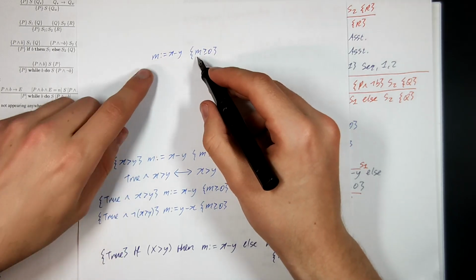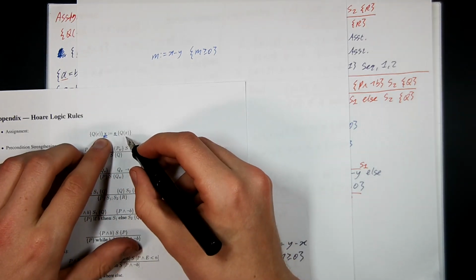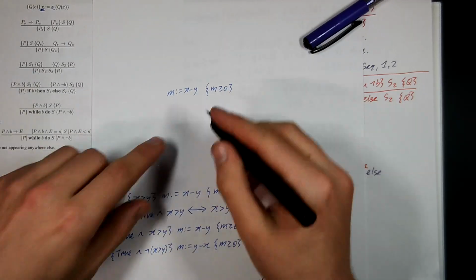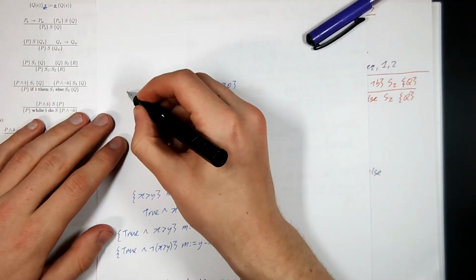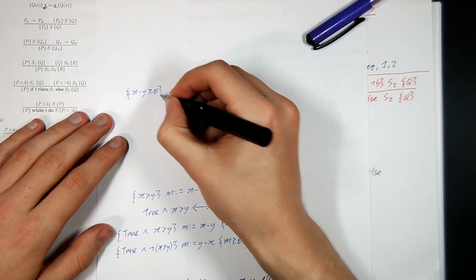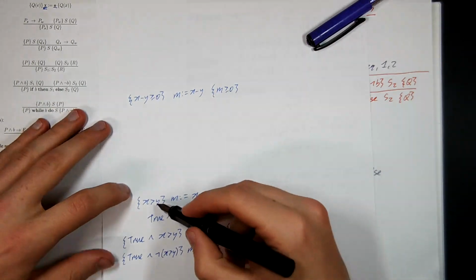So let's have a look at my rule sheet. I'm replacing the m's with e's, so I'm going backwards. So I'm replacing the m with x take y, and I'm going to get x take y is greater than or equal to 0. Aha, this looks really useful, right? Because I can rearrange this so it's going to look like this.